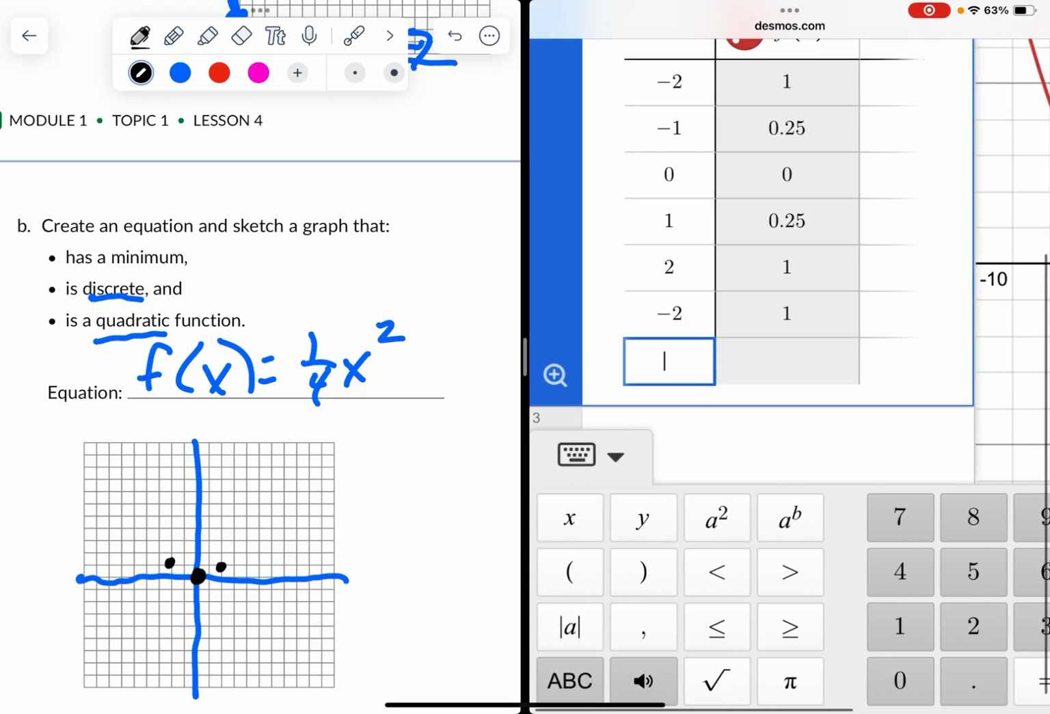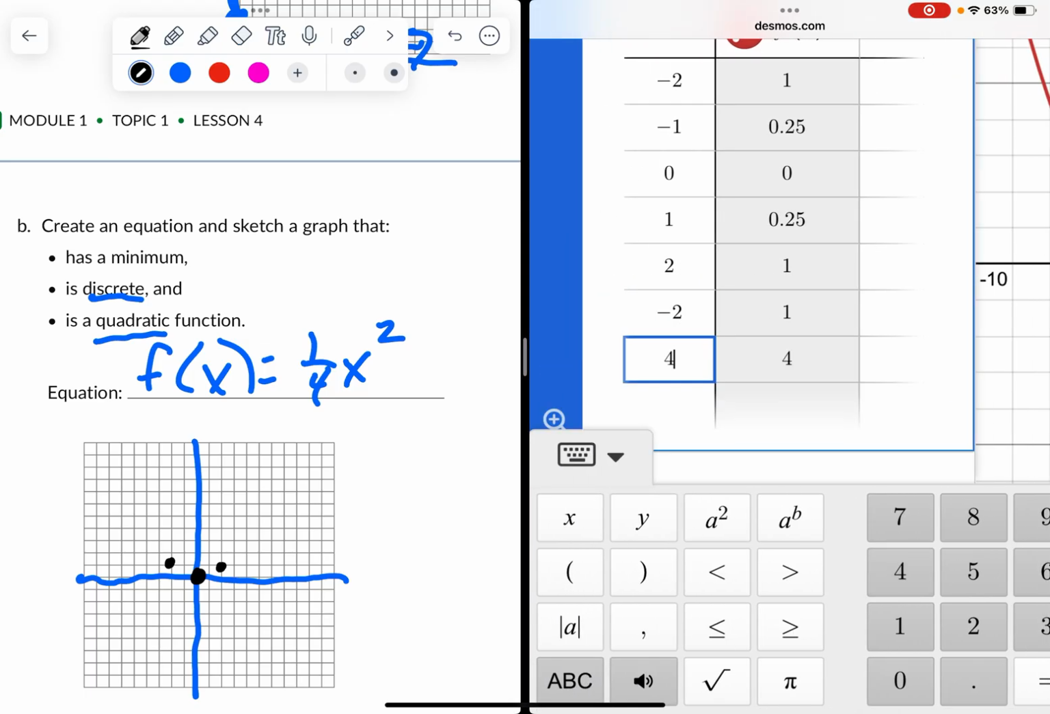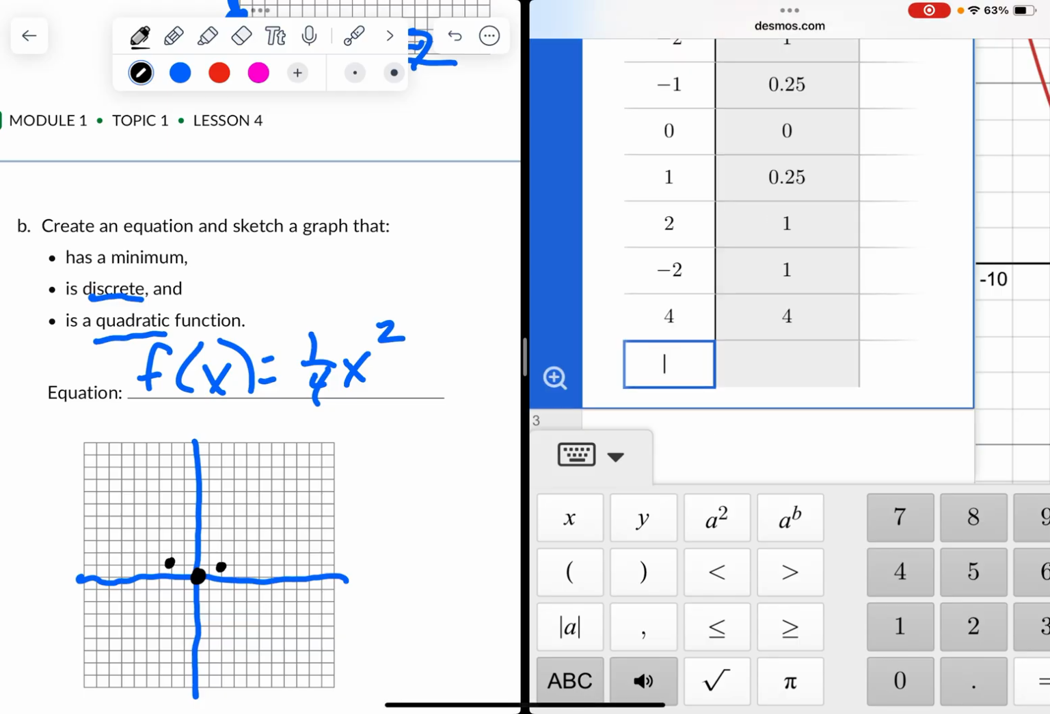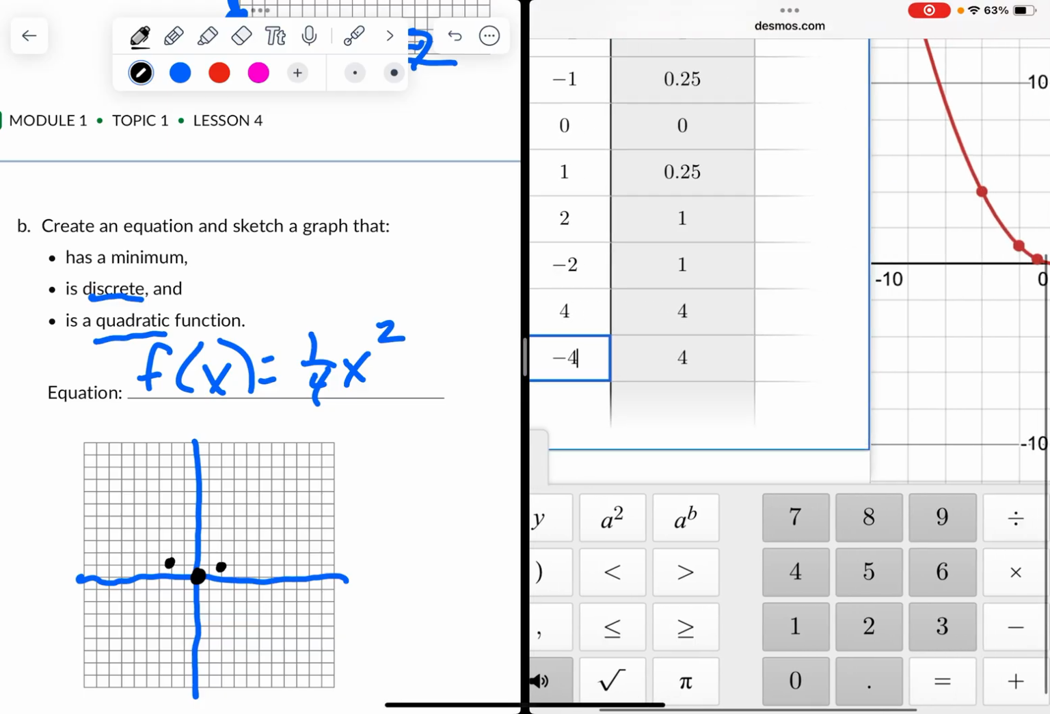Let's see if I can skip to like 4. Oh, look, 4, 4. Then I bet if we did -4, it's probably also going to be 4. Yep, it is. So I'm going to go over 4, and I'm going to go up 4, and I'm going to go left 4 and up 4.